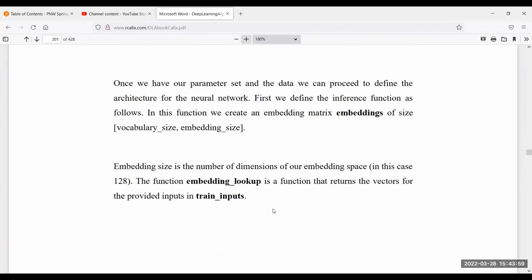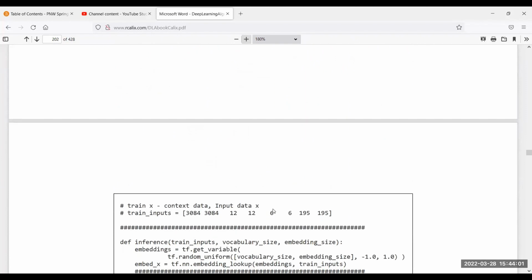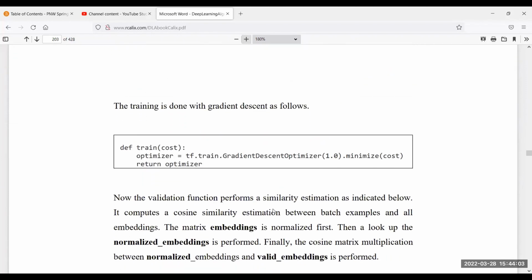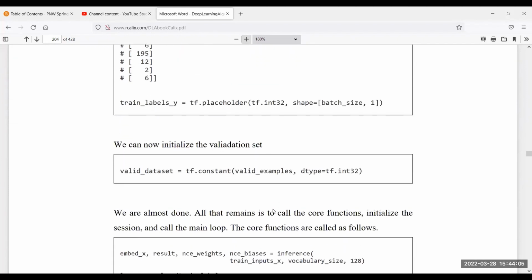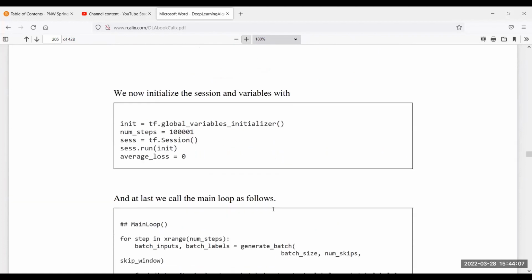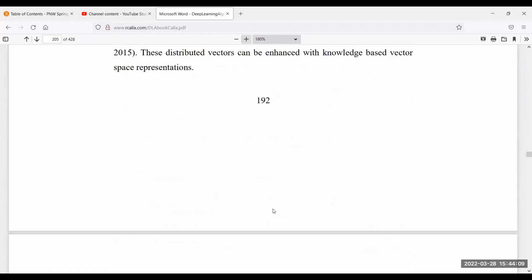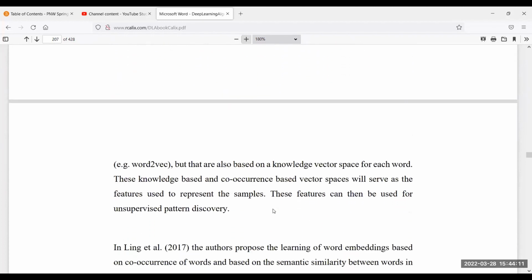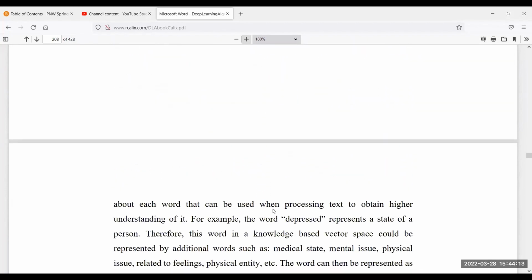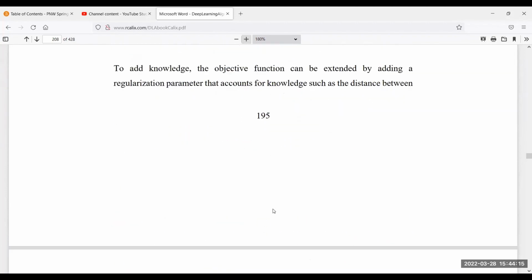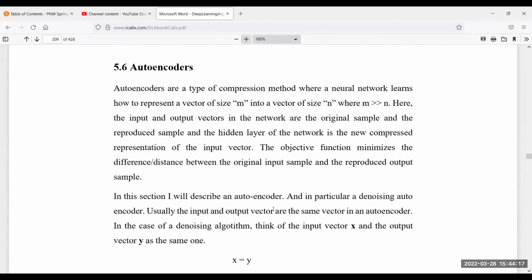The next topic that I will just quickly go through is autoencoders, just because they're similar too. That should be section 5.6, autoencoders. Autoencoders are a type, it's a similar idea.